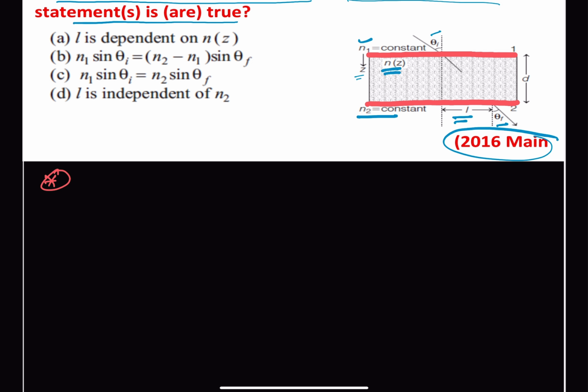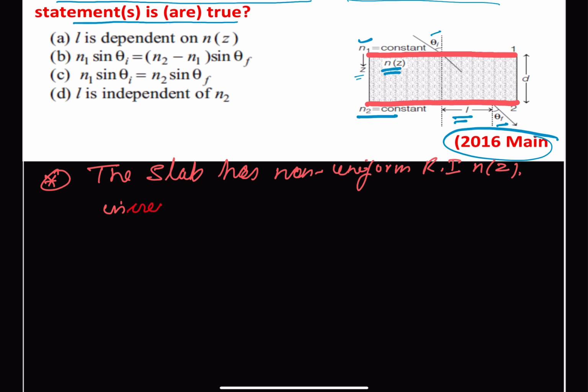We are given that the slab has a non-uniform refractive index, given as n of z, increasing with z. It means as we move from 1 to 2, it is going to increase.